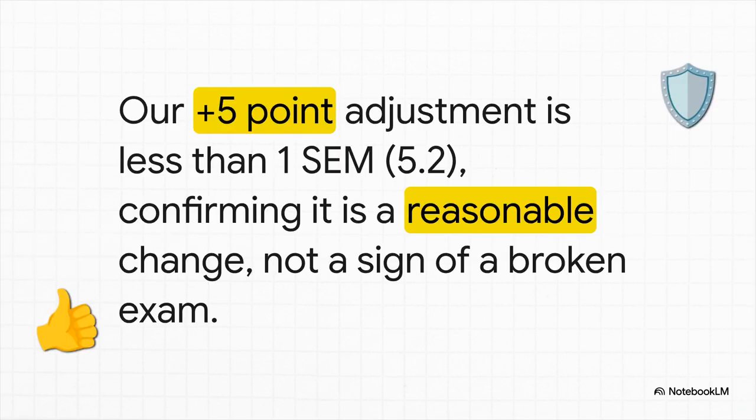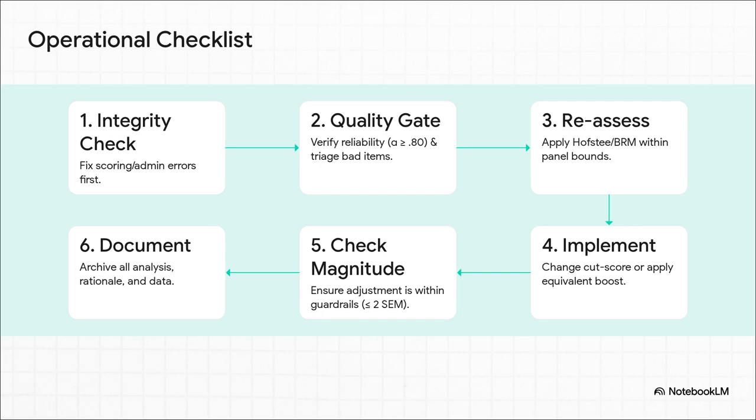And this right here is the final check on our whole process. Our 5-point boost is just under 1 SEM of 5.2, and it landed perfectly inside those preset Hofstee bounds. This gives us rock-solid confidence that we've made a reasonable, defensible adjustment, not just an arbitrary curve to make the numbers look better. So, let's put it all together on one simple checklist.